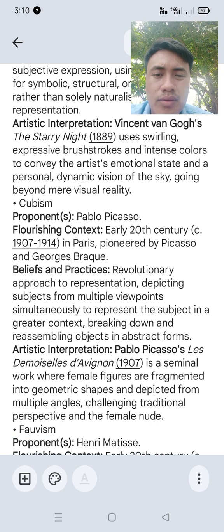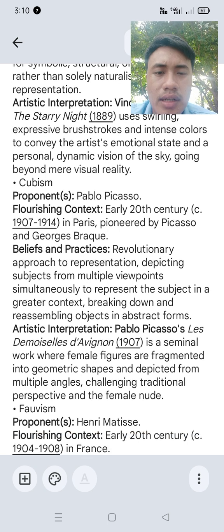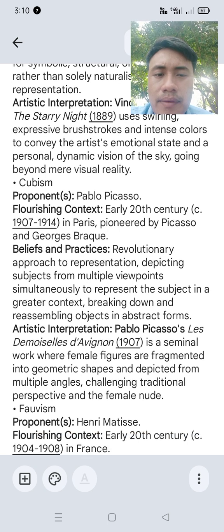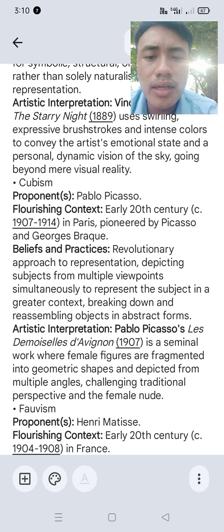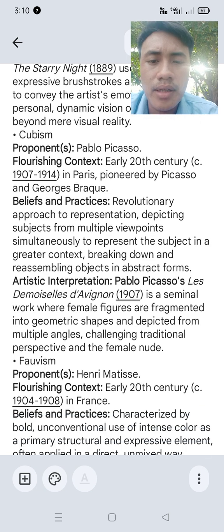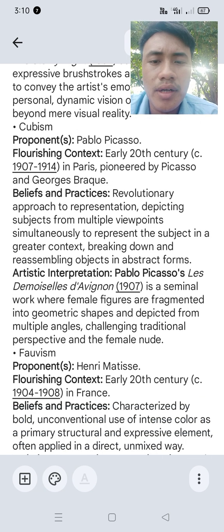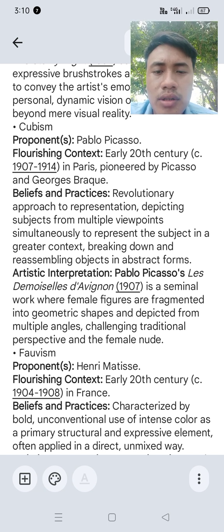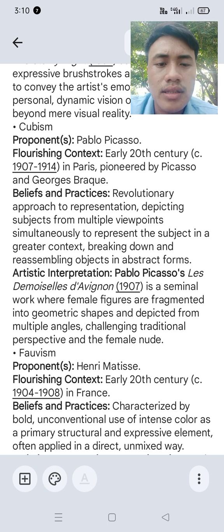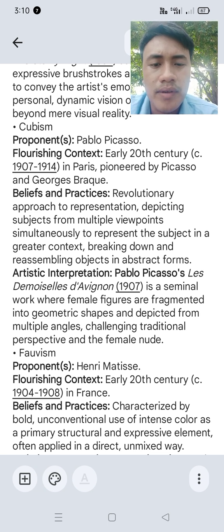Proponents: Pablo Picasso. Flourishing context: early 20th century, 1907 to 1914, in Paris, pioneered by Picasso and Georges Braque. Beliefs and practices: a revolutionary approach to representation, depicting subjects from multiple viewpoints simultaneously to represent the subject in a greater context, breaking down and reassembling objects in abstract forms.